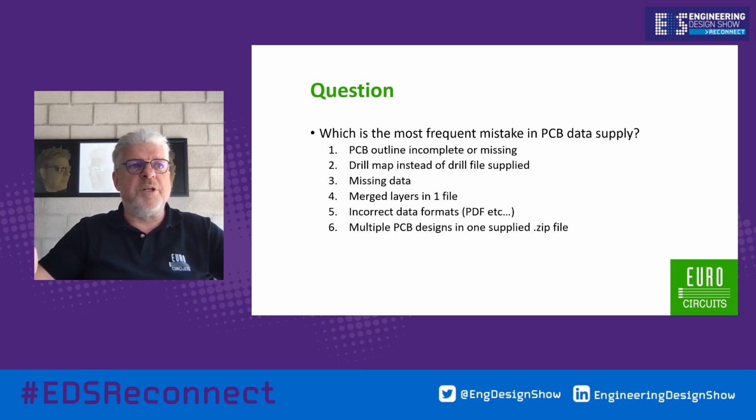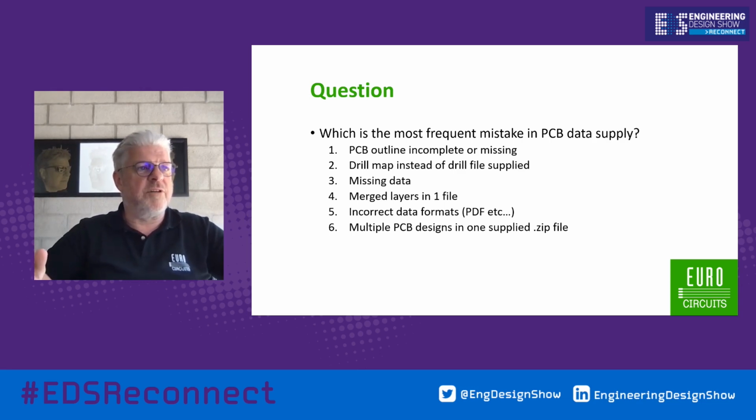Would that be the PCB outline incomplete or missing, the drill map instead of the drill file, missing data, or just merge layers into one file? Believe me, that happens, is that the solder mask is combined with the copper in one layer, or incorrect data formats like a PDF. We get the drill data in PDF, so what to do with it, or multiple designs in one supplied zip file. Which one should we make? One, two, all of them, none?